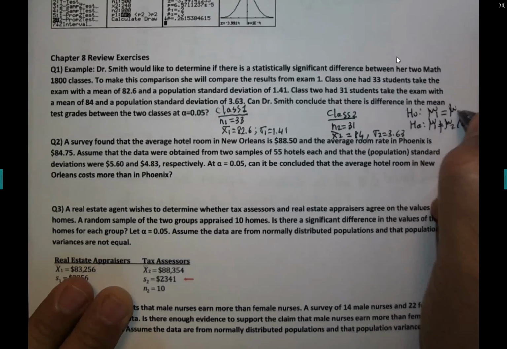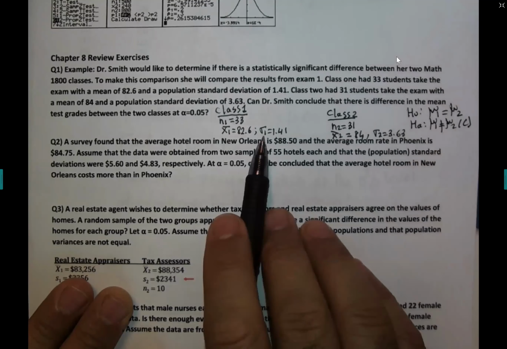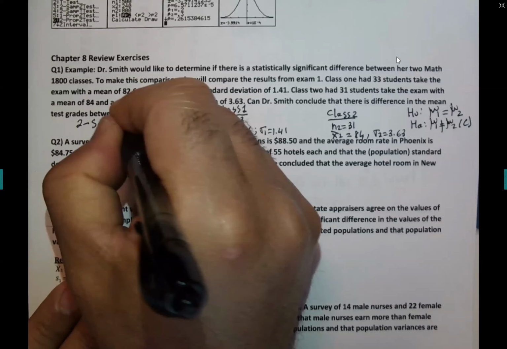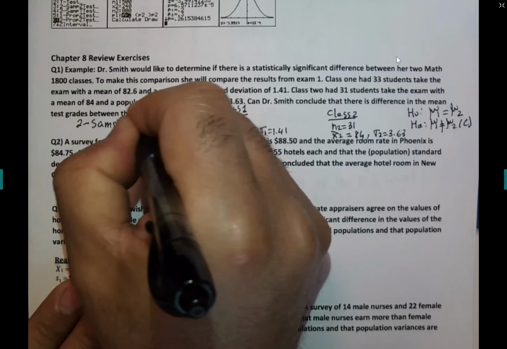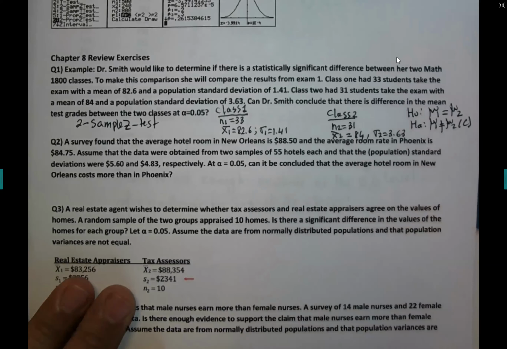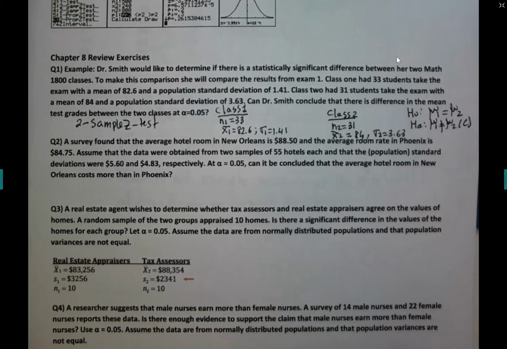Now, because sigma 1 and sigma 2 are known, we need to do 2 sample z-test. And again, why? He gave us sigma 1 and he gave us sigma 2. So let me run the 2 sample z-test and write the results, guys.